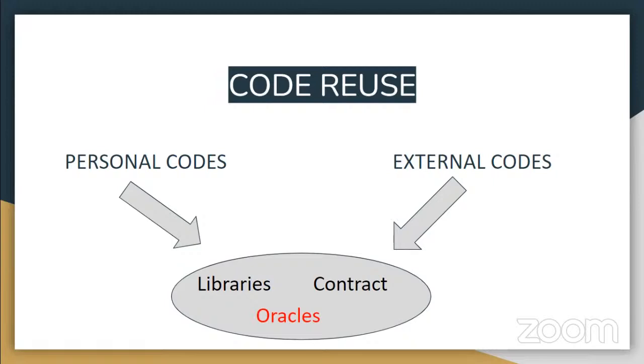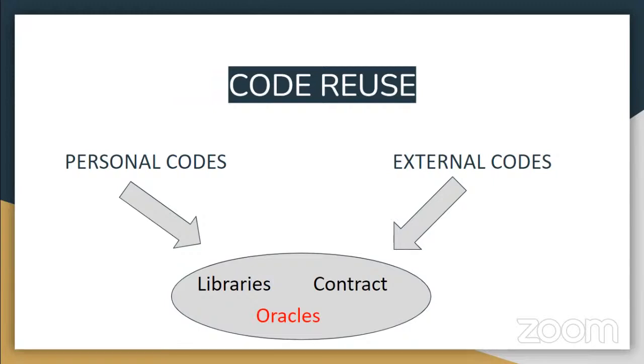That's personal code, and then you have external code. That is code that you are not the one who wrote, but it was written, and you want to use it in your own code. So whether you use your own personal code or external code, it brings us to libraries, contracts, and oracles. These codes can either be libraries, contracts, or oracles.